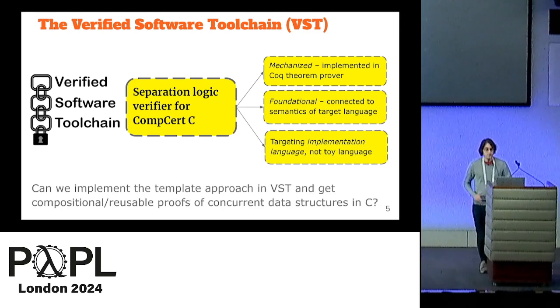What we were interested in doing is re-implementing the template approach in VST, using as little extra theoretical stuff as possible, and seeing if we could get this compositional and reusable proof for real C implementations, or at least realistic C implementations of concurrent data structures. So in this talk, I'm going to walk you through exactly how the concurrent search structure template approach works, how we implemented it, and the ways in which it did and didn't work the way that we wanted it to.